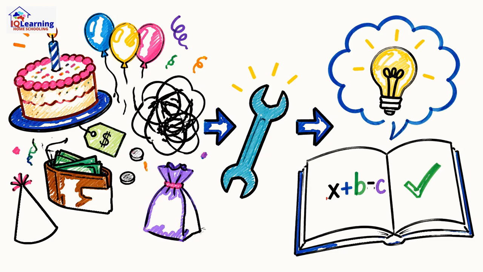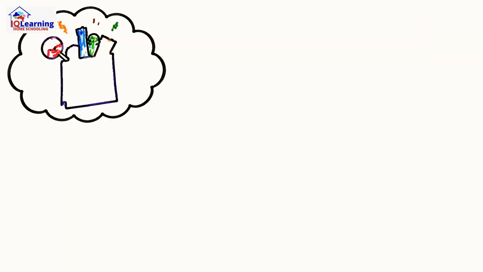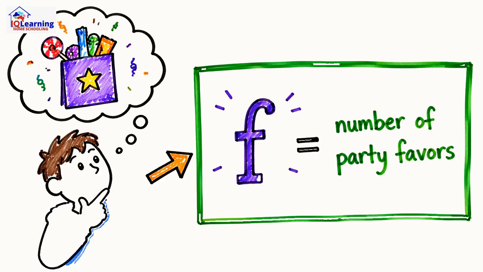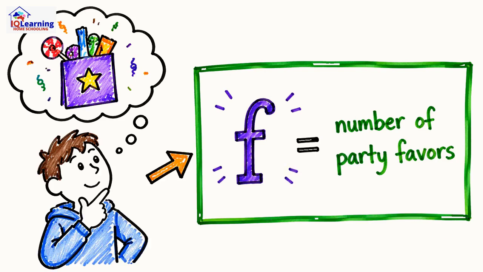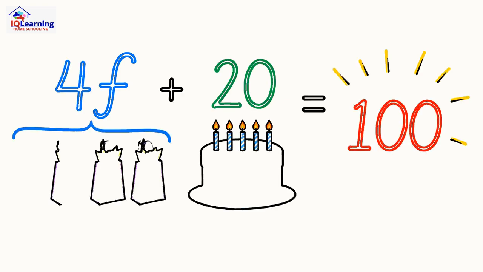It's a tool for turning messy, real-life stories into clear, solvable models. There's a simple four-step method. First, you define your unknown. Let's call the number of party favors f. Second, you write the expression. The cost is 4 times f plus the $20 cake.